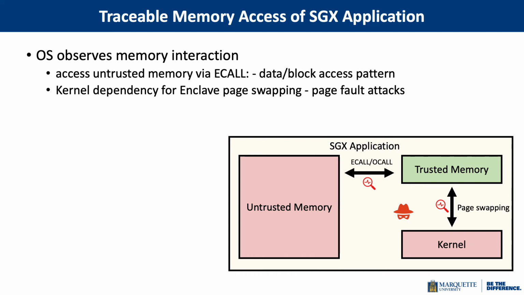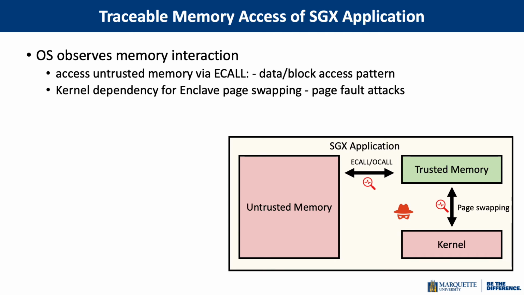So why are SGX applications still vulnerable to privacy and security issues? We know that the operating system cannot access the application's trusted memory, or the private reserved memory. But the problem is the physical trusted memory is limited to 95 megabytes. For this reason, the application's entire data set cannot be uploaded to the trusted memory. So the application needs to load limited data into the trusted memory on demand, and sometimes it may need to spill data from the trusted memory to untrusted memory.